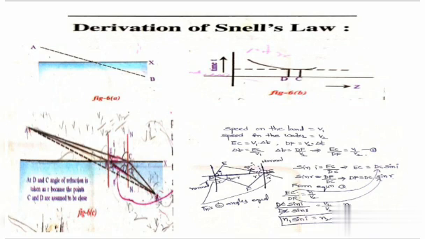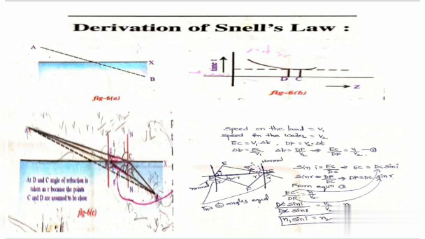We know that the sine of any acute angle in a right angle triangle is the ratio of the opposite side of that angle to the hypotenuse. From the two right angle triangles DEC and DCF, sin I equal to EC by DC. Then EC equal to DC sin I. Next, sin R equal to DF by DC. From this we can write DF equal to DC sin R.